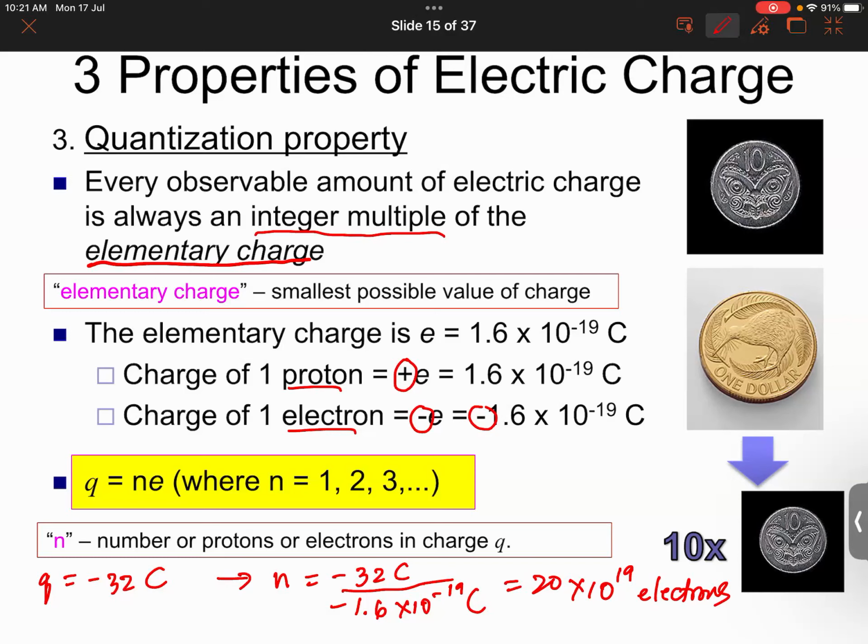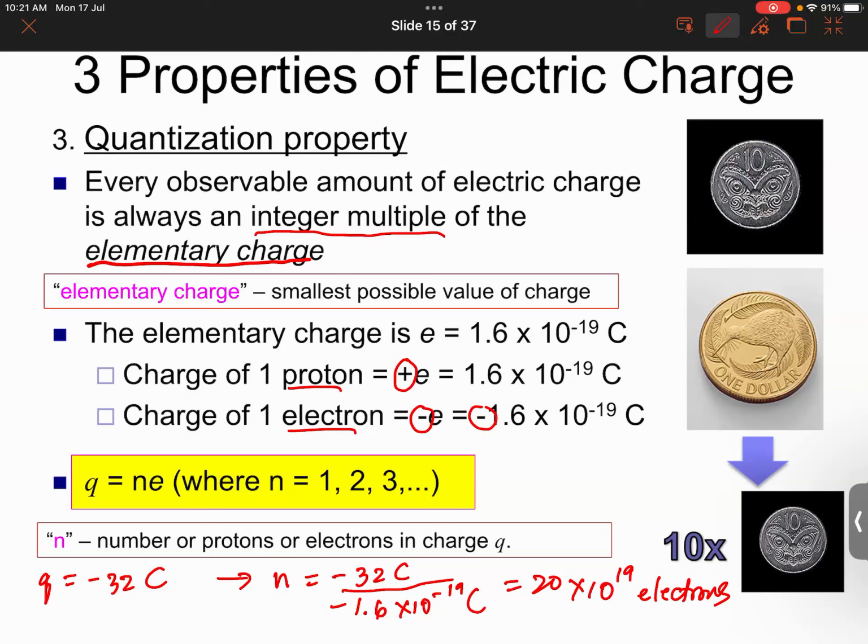Are we okay with the quantization property? Hopefully that makes sense. Any questions about the three properties of the electric charge? Dichotomy, conservation, and quantization. So I think still relatively straightforward.